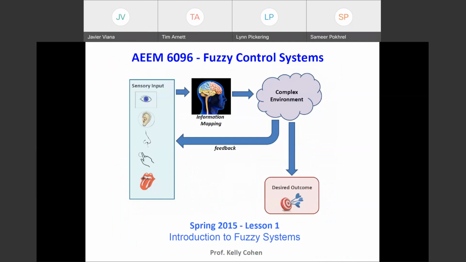These slides were generously shared by Professor Kelly Cohen at the University of Cincinnati. Some of these were from a class that he teaches on fuzzy systems, which is a dual level course here at UC. So I'm going to go over some high level aspects of fuzzy and why it's useful, and then also talk about some of the more specific operations that occur within fuzzy systems.